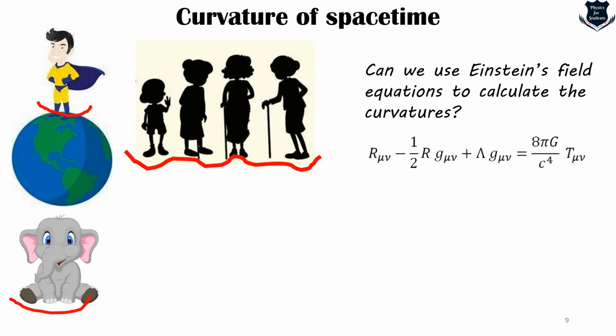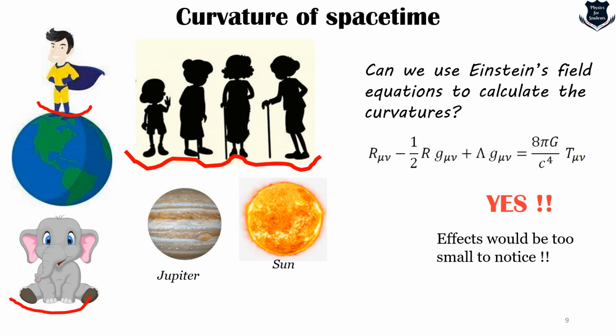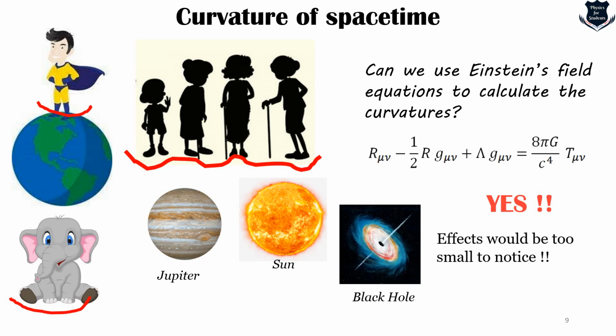Now, you see the entire Einstein's field equation, we can use it, but the effects would be too small to notice. That means that we need higher massive objects like Jupiter, Sun, or a black hole or a neutron star, because Einstein's field equations measure much more massive objects rather than maybe 100 elephants or 2000 elephants, or maybe a huge mass which is lying on the surface of Earth. So the answer is yes, we can measure, but the effects would be too small to notice, and we need bigger objects like a black hole, Jupiter, and Sun to measure.